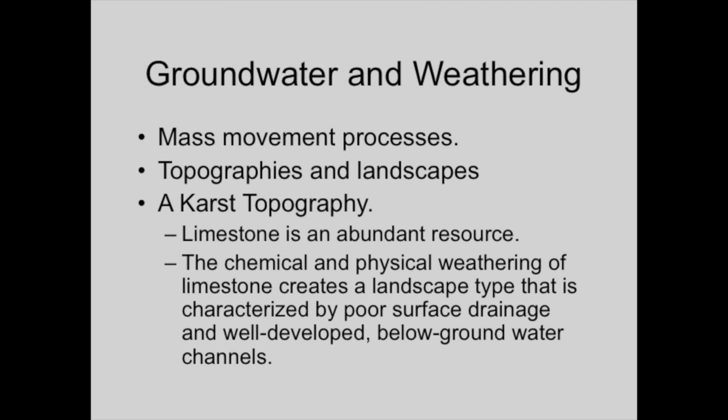Limestone, the building block of a karst topographic environment, is abundant on the earth. Local limestone landscapes are also susceptible to things like chemical weathering. Such weathering creates a specific landscape of pitted, bumpy surfaces with poor surface drainage and well-developed below-ground water channels. These landscapes are known as karst. Now, we recognize four basic characteristics to be associated with a karst topography. Let me list these out for you.